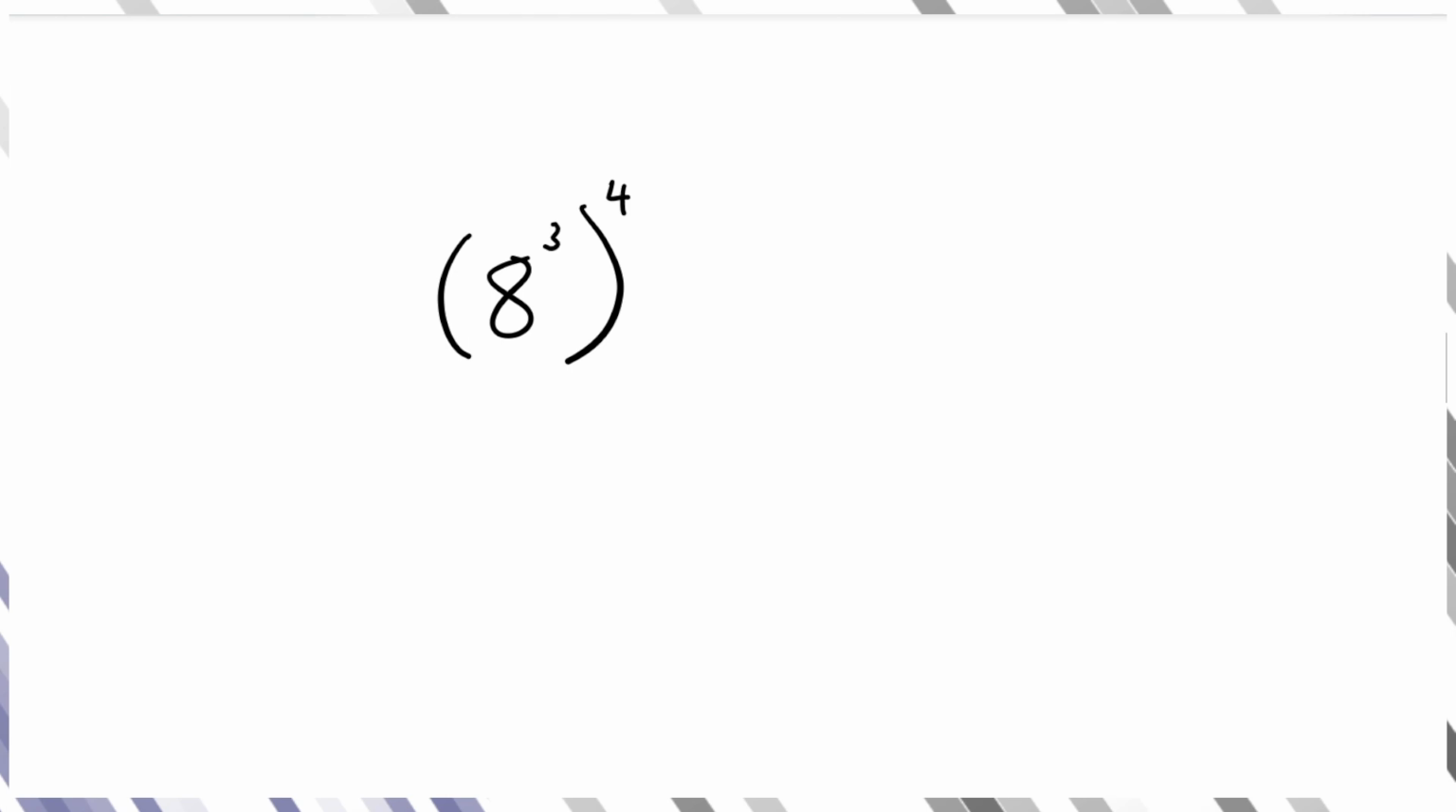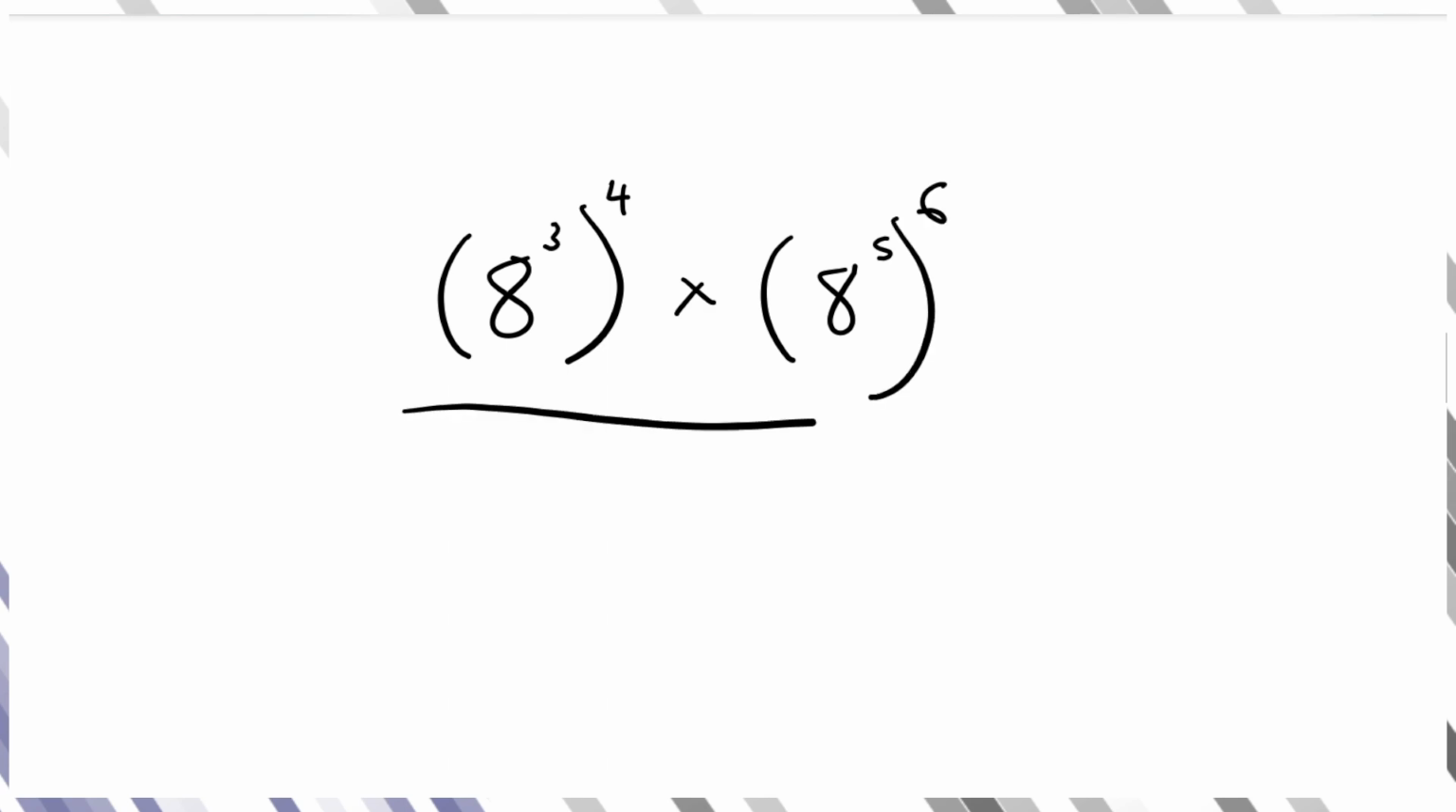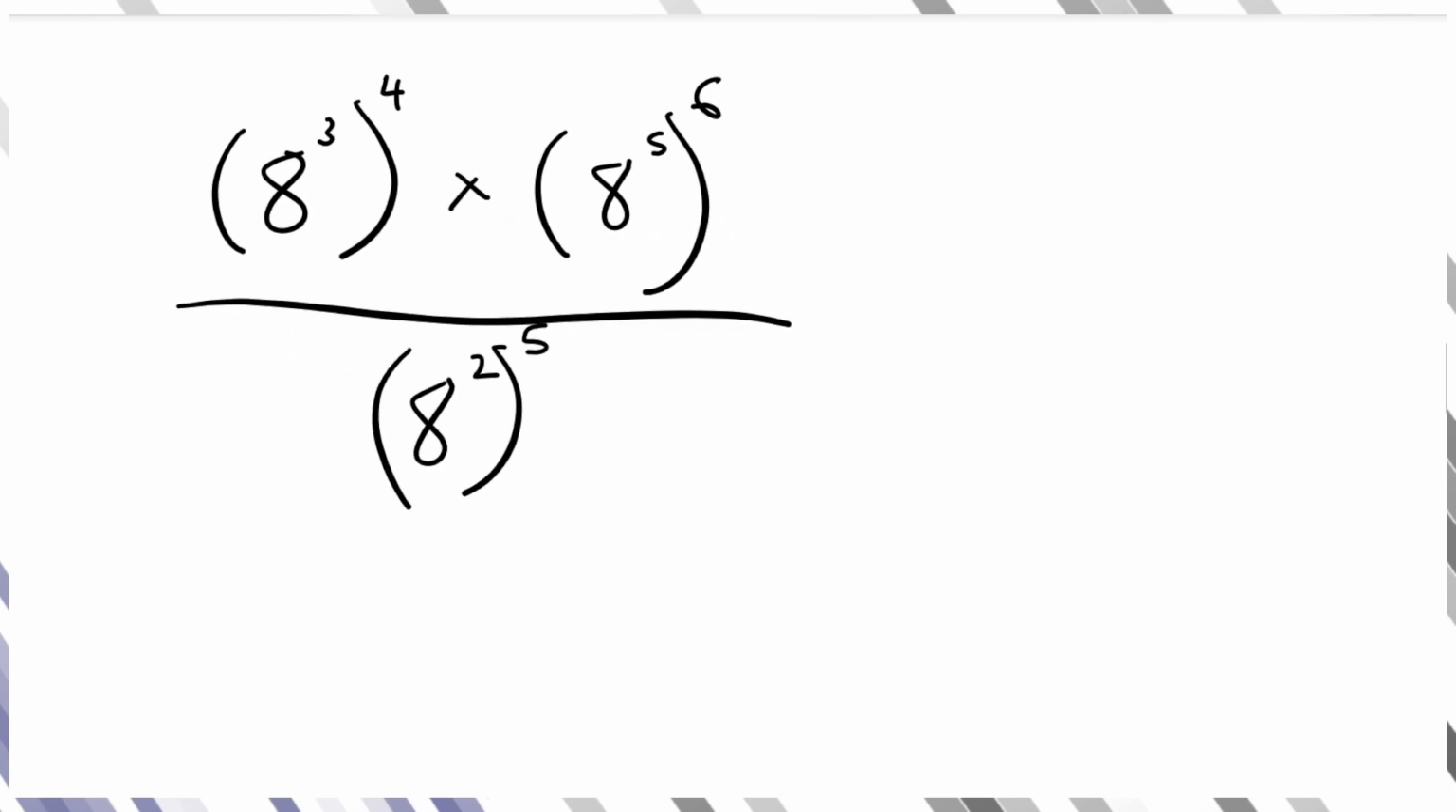Alright, let's try a slightly more complicated question where we'll combine all three laws of indices that we've got so far. So let's say we've got 8 to the power of 3 to the power of 4, multiplied by 8 to the power of 5 to the power of 6, divided by 8 to the power of 2 to the power of 5. Fairly big question. First of all, let's use the third law of indices to get rid of all the brackets.